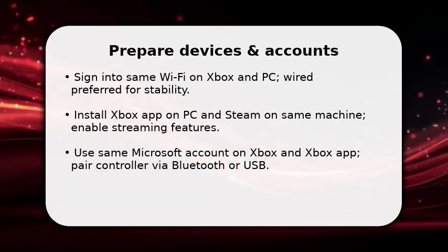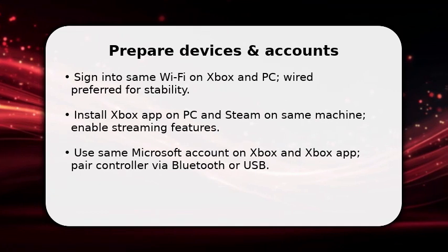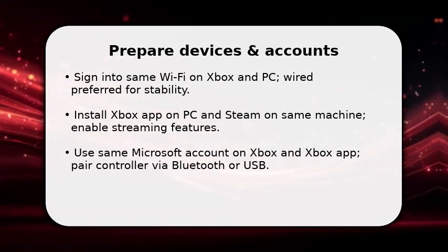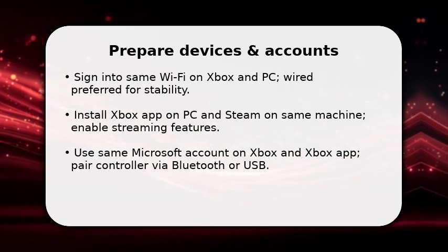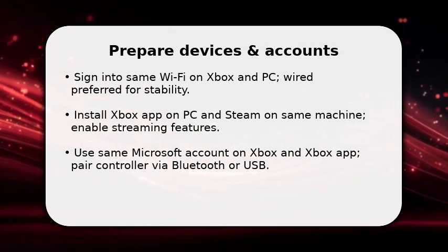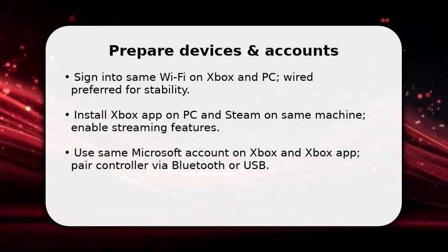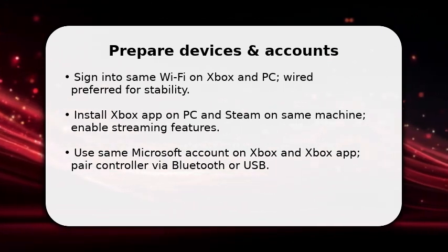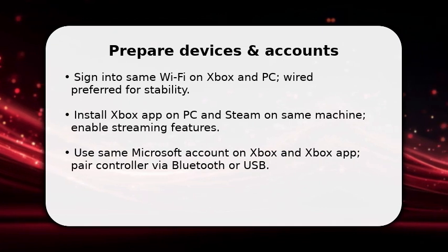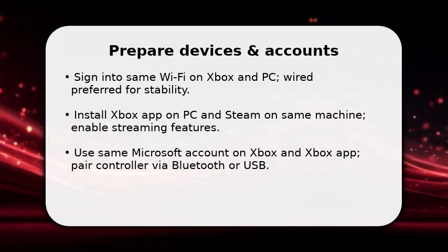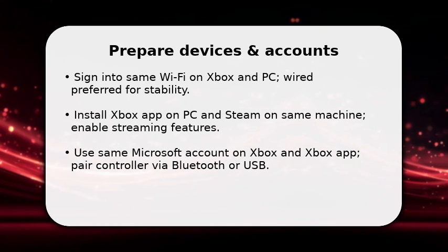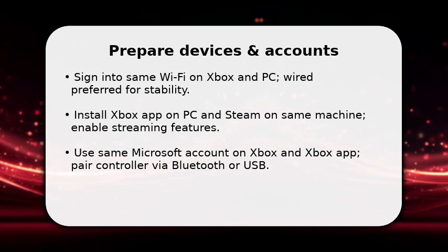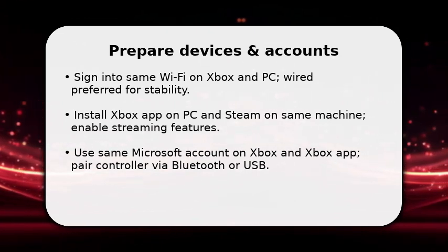You start by preparing devices and accounts so streaming works smoothly. Make sure your Xbox and PC share the same network. Wired Ethernet is best for low latency. Once done, sign into the same Microsoft account on the Xbox app. Install or update Steam and the Xbox app on your PC, and pair your Xbox controller via Bluetooth or USB. This step removes account and connectivity barriers, so the next actions can discover each device without authentication hiccups.